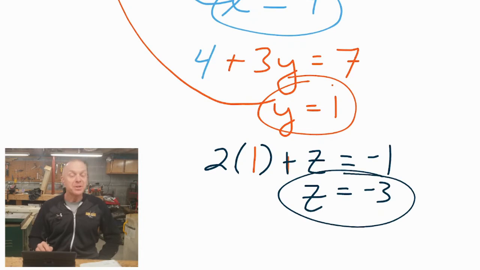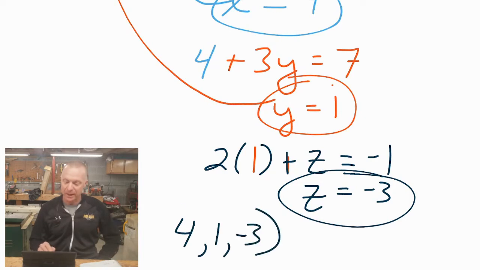System solved. But we do want to write the answer as a point. x equals 4, y equals 1, and z equals -3. Yeah, that actually is a point. It's actually a three-dimensional point, because you would graph it on the x, y, and z axes.